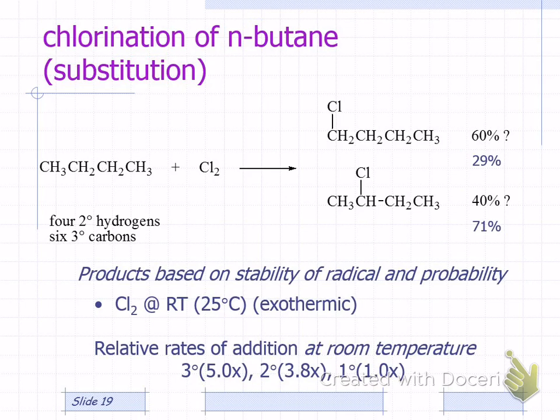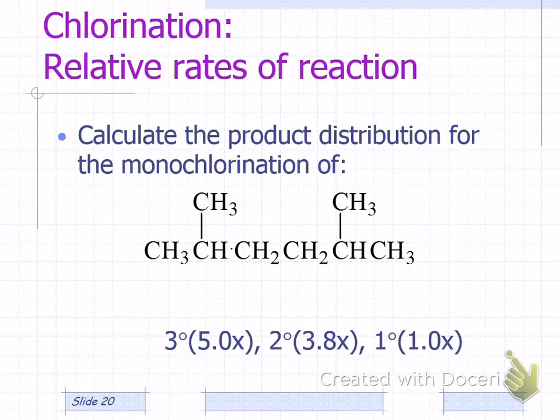Okay, so products are based on stability and the probability, and it turns out these are the relative rates for chlorination reactions. It's important to make a distinction because this is just for Cl2 substitutions. Tertiaries occur 5 times faster, because of the stability of the radical, relative to primaries. So primary radical formation is 5 times slower than tertiary radical formation, and secondary is like 3.8. If you want to do the calculation, this is one of those things I'll ask you to do on a test, just to set it up, the distribution of products in a chlorination or bromination reaction. This is how you're going to do it.